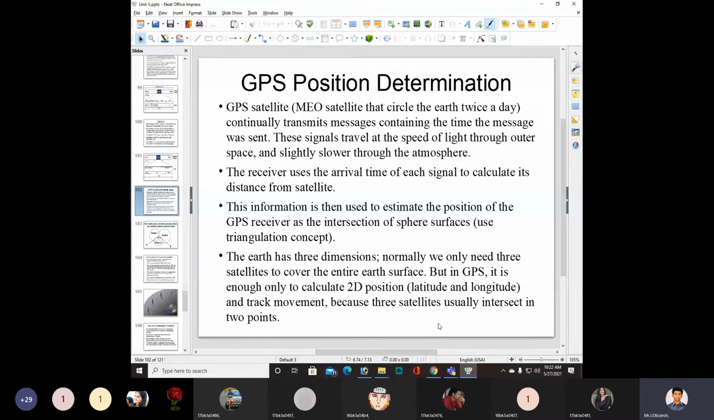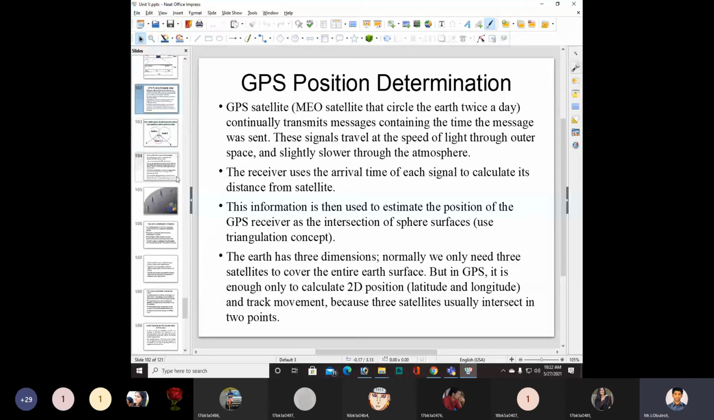Here you need to see that the Earth has 3 dimensions. Normally, we only need 3 satellites to cover the entire Earth surface.